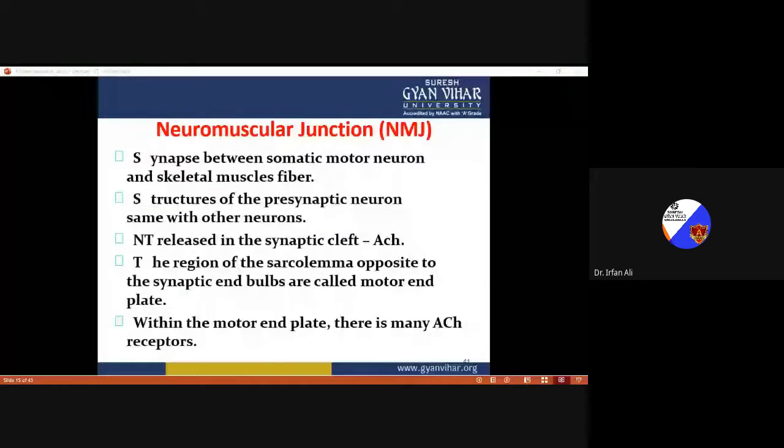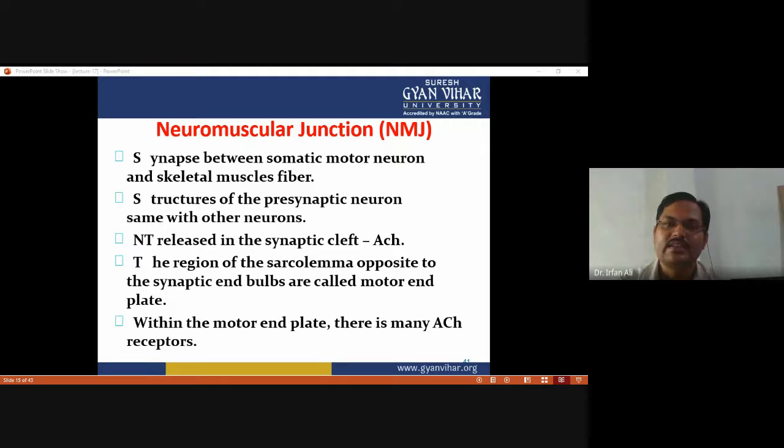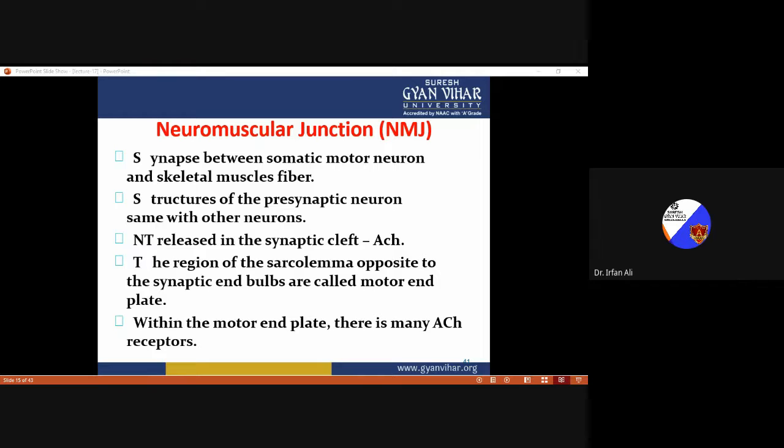Now if we talk about the neuromuscular junction, what happens there? The synapse between a somatic motor neuron and a skeletal muscle fiber is called the neuromuscular junction. The structure of the presynaptic neuron is the same as in other neurons. Here the neurotransmitter released into the synaptic cleft is acetylcholine, and the region of the sarcolemma opposite the synaptic end bulb is called the motor end plate. Within the motor end plate, many acetylcholine receptors are present.